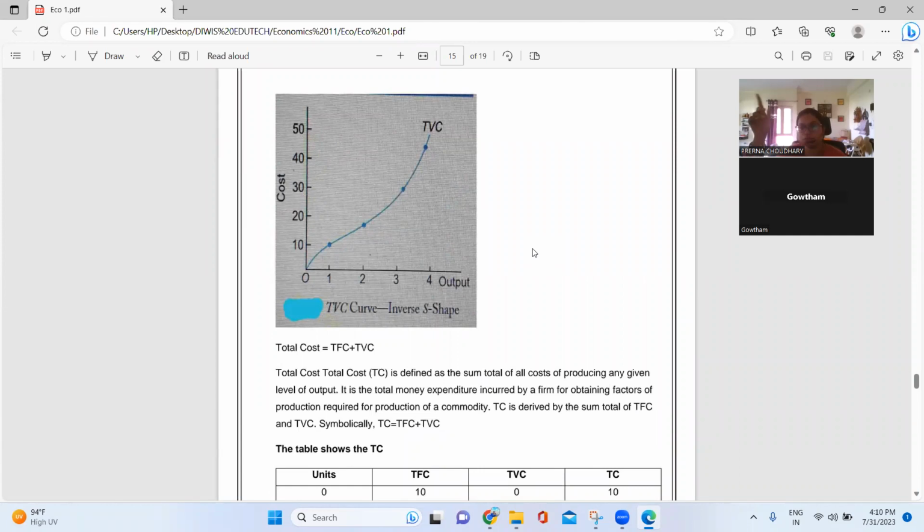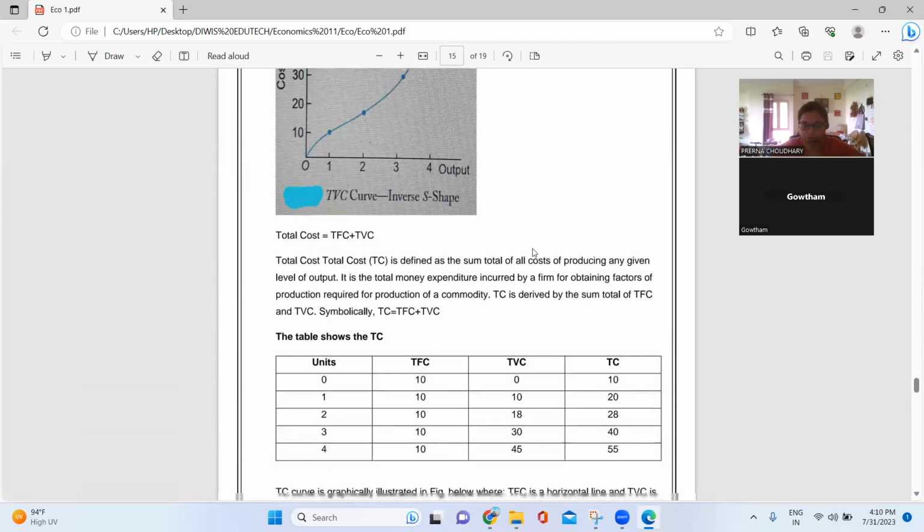Total variable cost. Here I told you that the shape of TVC, just remember, is S-shaped, first thing. And another thing which I was telling you in the previous class was that it's only the TVC which starts from the origin, among TVC, TFC and TC. TFC and TC never start from the origin, and I have explained to you the reason why that doesn't start from the origin.